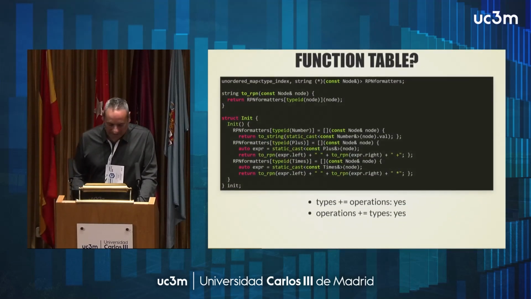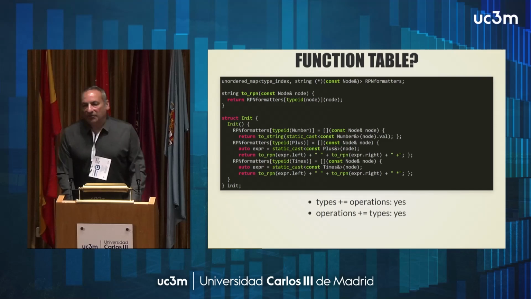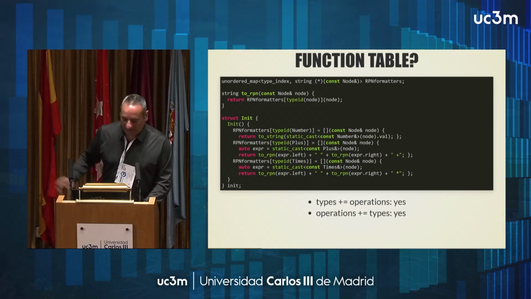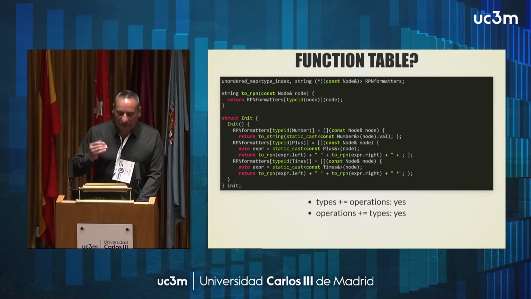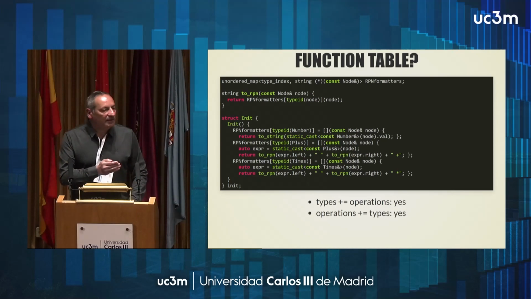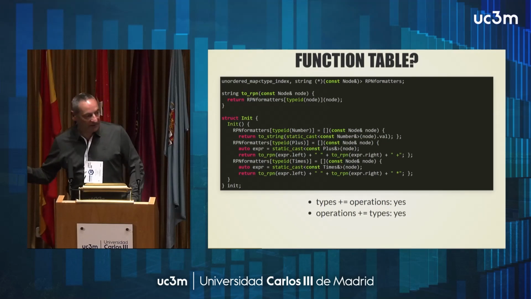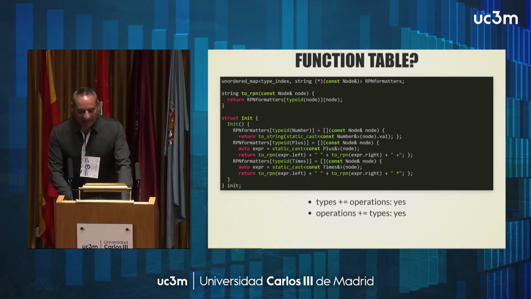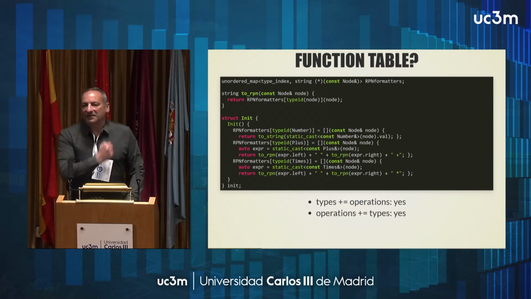So not great either. We could use a function table or a function map. For example, have a map that associates the dynamic type ID of the node to a pointer to a function. And of course, we need to initialize that map before we can use it. But it's actually not bad, because if we add new types later, another translation unit can simply add new entries to that table. So it's not bad, except that this doesn't understand inheritance.